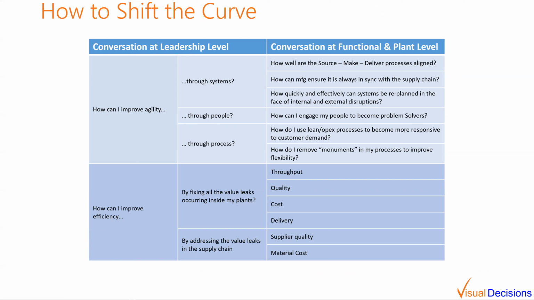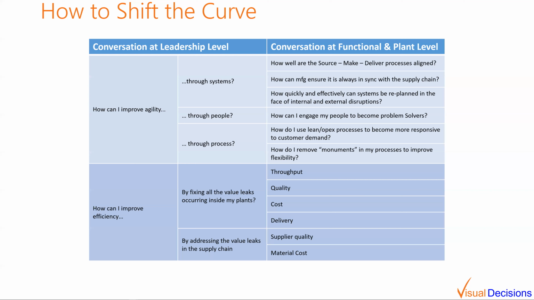From my people perspective, how do I engage my people to become problem solvers? How do I get my people to be more flexible, more agile, capable of doing more different tasks as an individual and so forth? And from a process perspective, how do I use lean or operational excellence processes to become more responsive to customer demand? And how do I remove monuments in my process to improve flexibility?